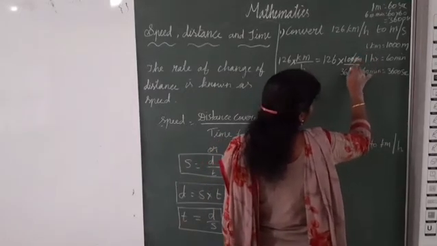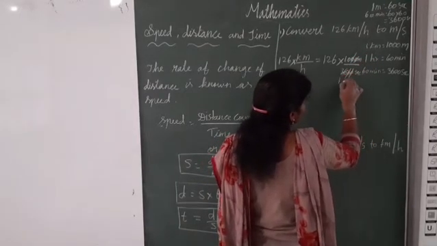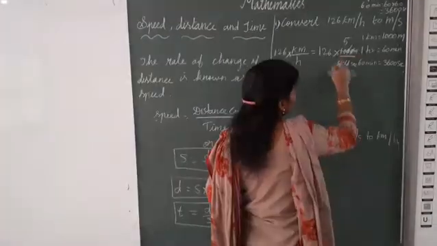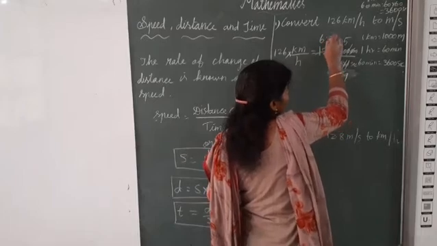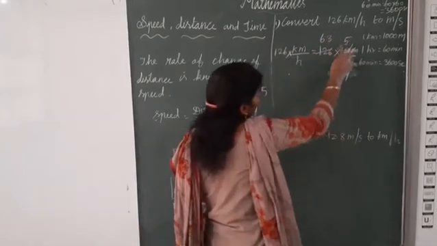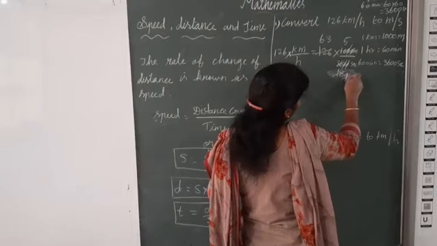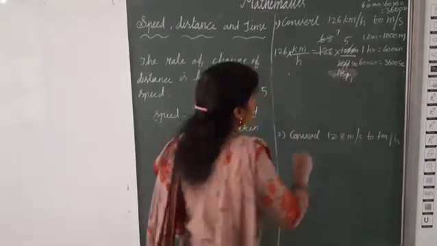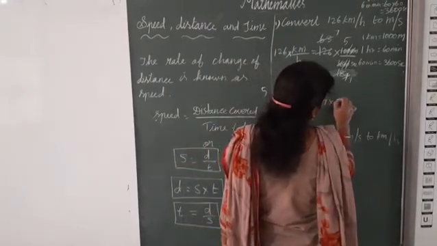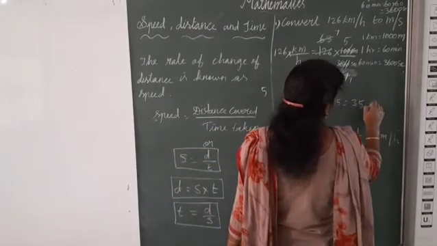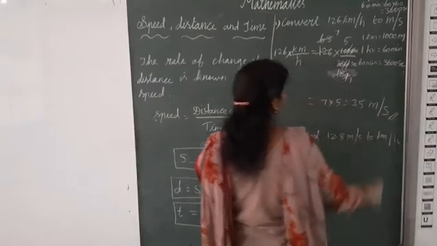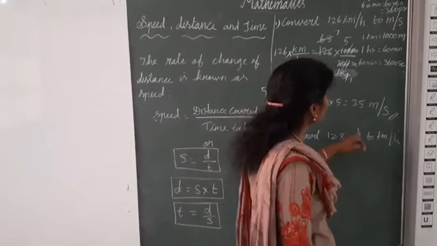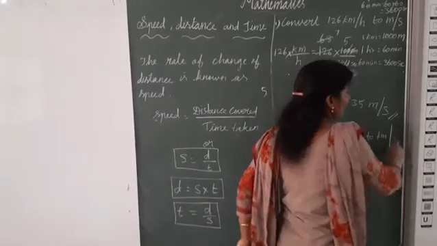2 zeros. Now 1 2 is 2. 8 2s are 16. 5 2s are 10. 18. 6 2s are 12. 3 2s are 6. Isn't it? Now we can multiply 9 table. 1 9 is 9. 7 9s are 63. Isn't it? So 7 into 5 is equal to 35 meter per second is the answer. Now next one, convert 12.8 meter per second to kilometer per hour.